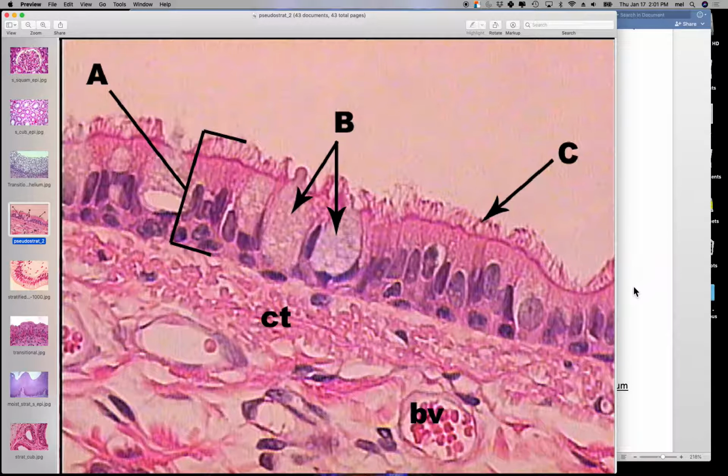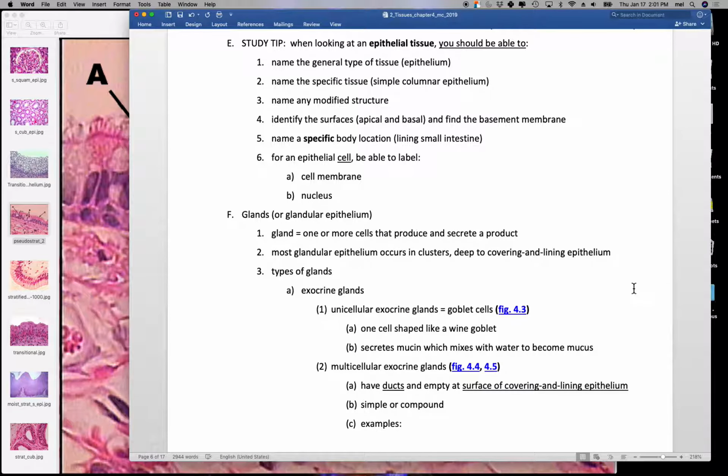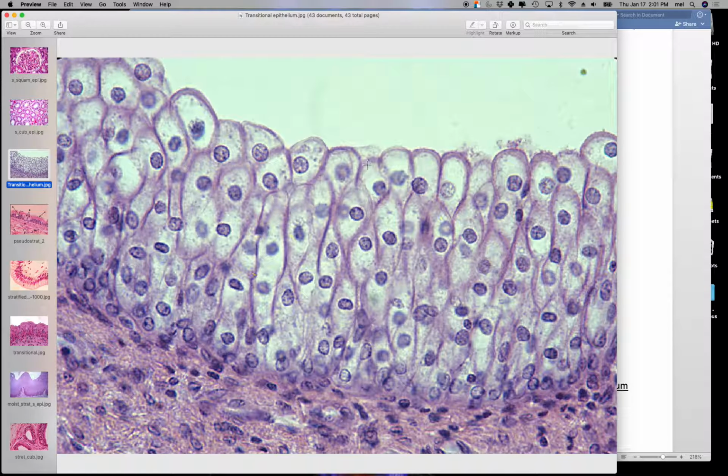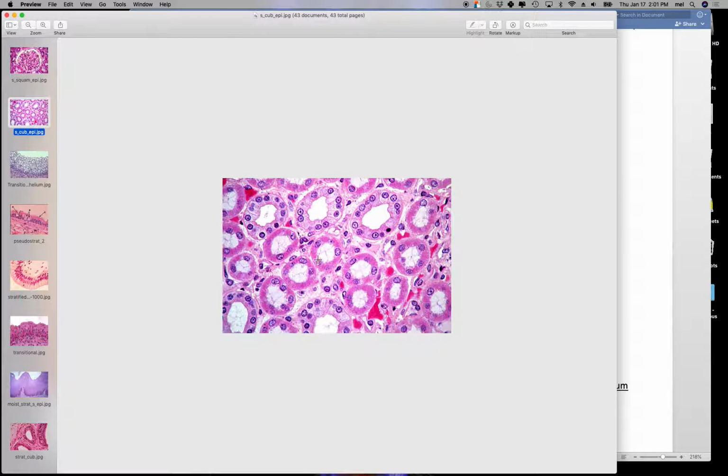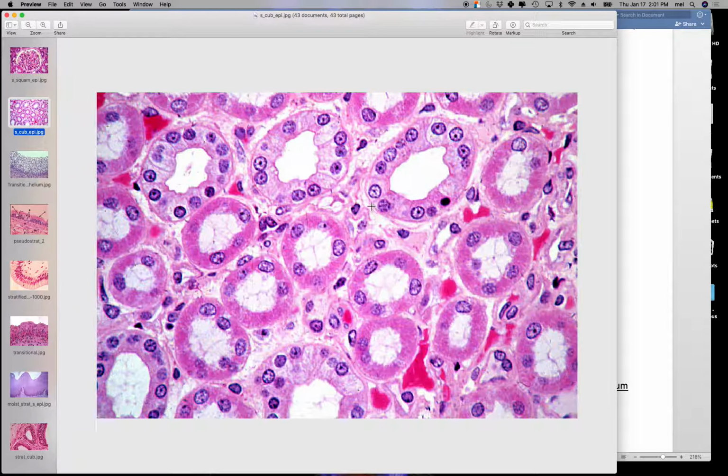Okay, so what about surfaces? So what's the surface? Apical surface. What's this surface? Basal surface. What is this structure? Hold on. What is this structure? Basement membrane. If I ask for a surface, it's basal. Structure, right? Different noun, asking for something different. It's basement membrane.